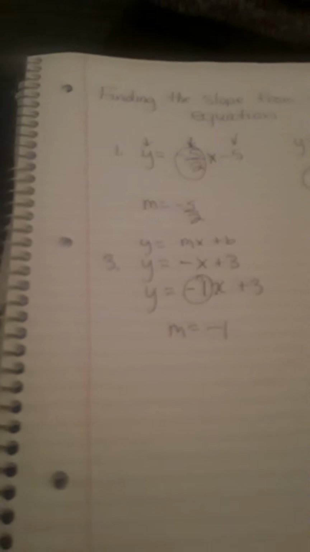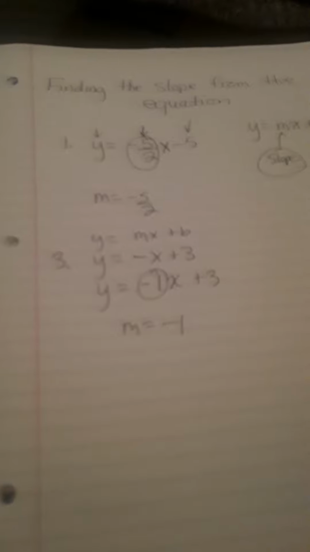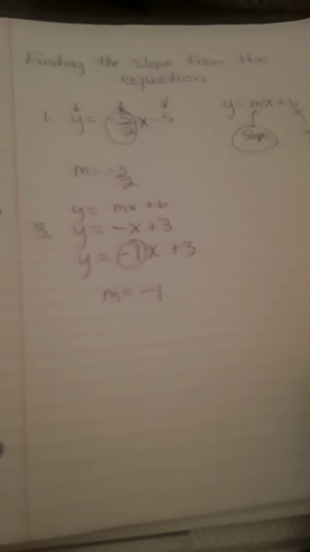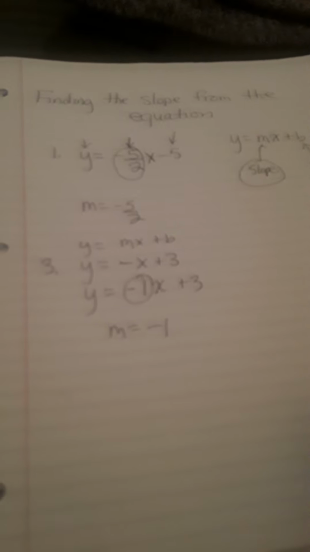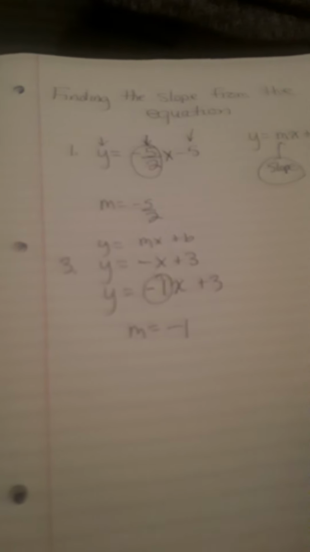So there goes our y. Here goes our m. Here goes our b. So m, or our slope, will equal -1. These problems start off pretty simple. Then we move down to some that get slightly more complicated. Let's do one that's slightly more complicated. We're going to slide down to number 5.